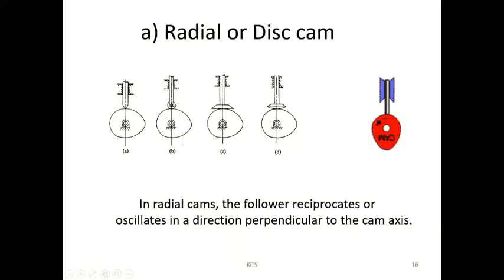But here we have a roller at the bottom of the follower. So it is called a roller follower. Here, at the bottom of the follower the surface is flat. So this is called a flat follower. And here the end looks like a mushroom, so it is called a mushroom follower.